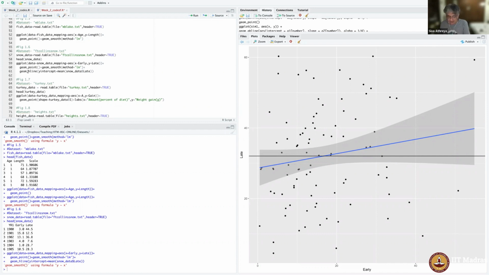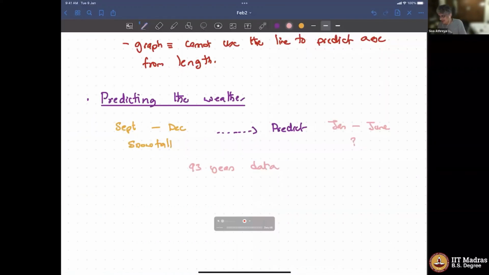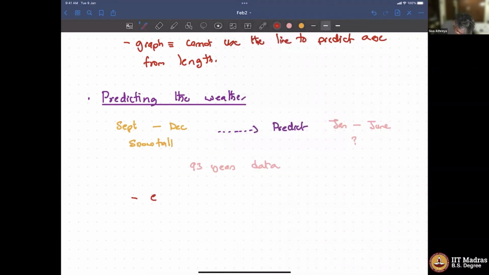So let me go back to this thing. The punchline is that it seems like early and late are not related.